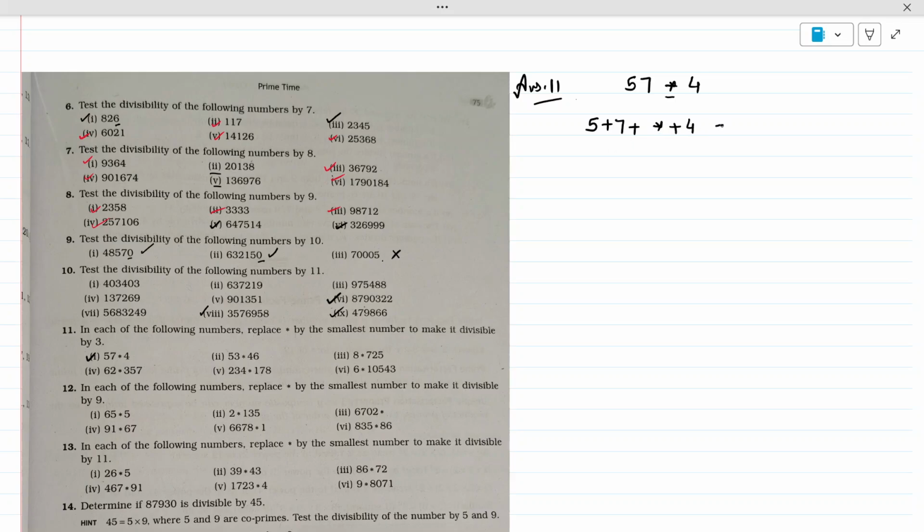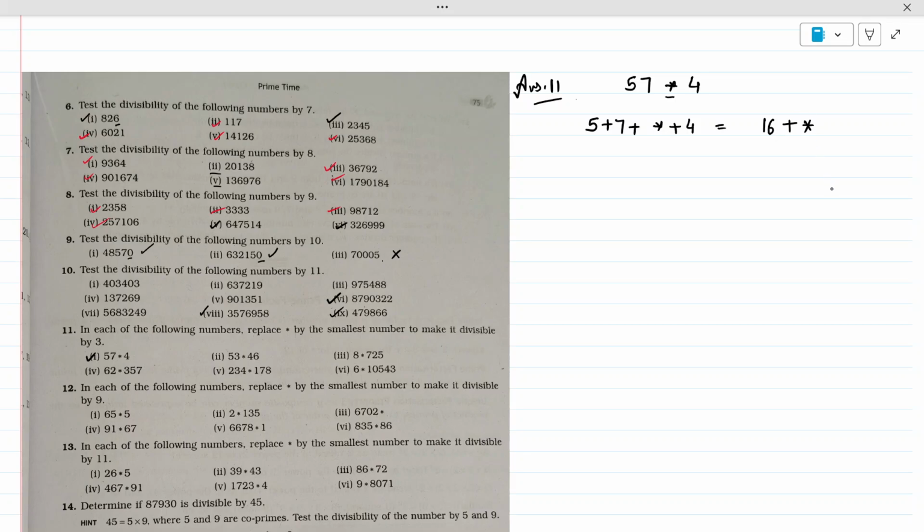This will give us 7 plus 5 is 12. 12 plus 4 is 16, right? So we have 16 here, plus a star. So 16 plus star. So kids, if you go through the table of 3, you have to replace the star with the smallest number so that the complete number should be a multiple of 3. So in the table of 3, what is the very next number after 16?